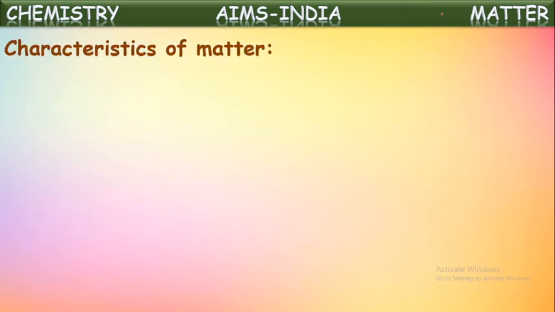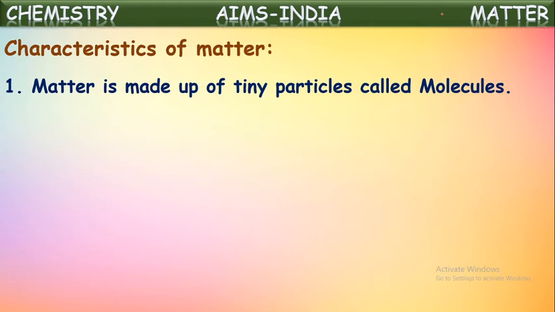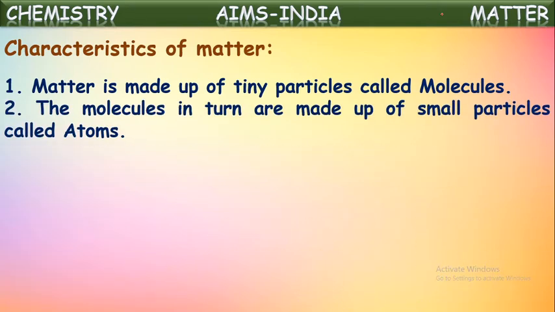What are the characteristics of matter? Matter is made up of tiny particles called molecules. The molecules in turn are made up of small particles called atoms. So every matter is made up of certain molecules. These molecules are made up of atoms. So atoms are the fundamental particles of every matter, we can say.